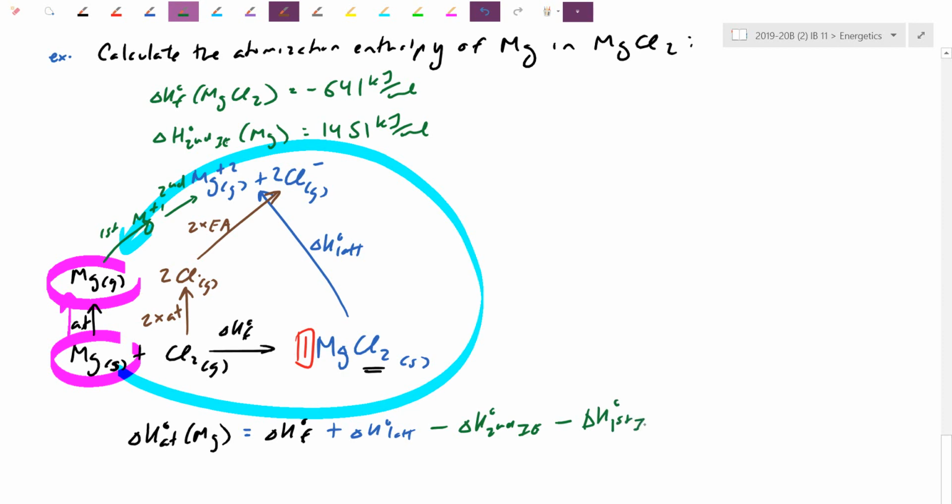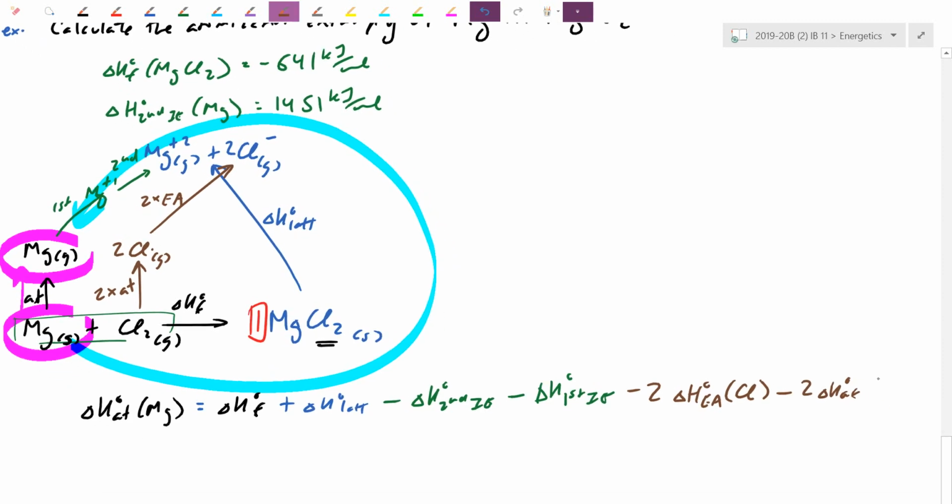I want to get exactly the same match. I want to get rid of it being charged. I want it just to be gas magnesium. And unfortunately, because magnesium wasn't by itself here, I would also need to undo the chlorine parts. So I would need to minus off twice the electron affinity. I should always say it's the enthalpy change of electron affinity for chlorine. And I want to minus off twice the atomization of chlorine. So that's what I can read from the cycle.